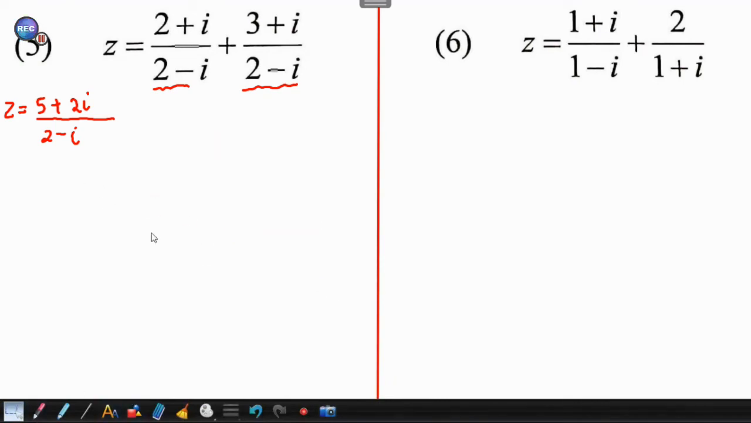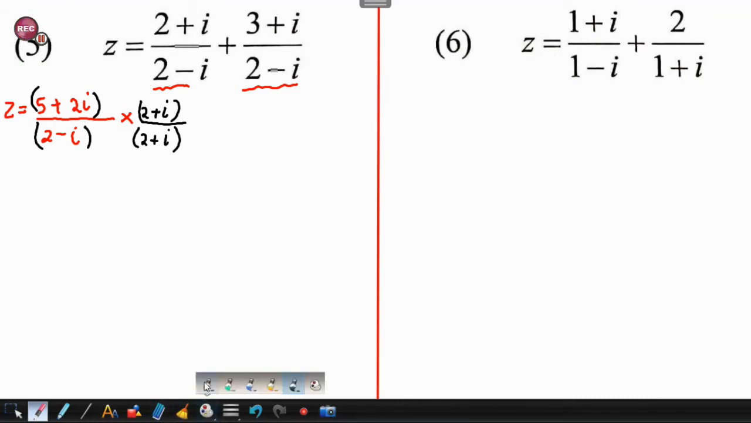Now, because the question says simplify, we have to get it in the form a plus bi. So that means I have to introduce the conjugate. Let me introduce a conjugate of the denominator, which is going to be 2 plus i over 2 plus i. Straight away, I introduce my brackets.